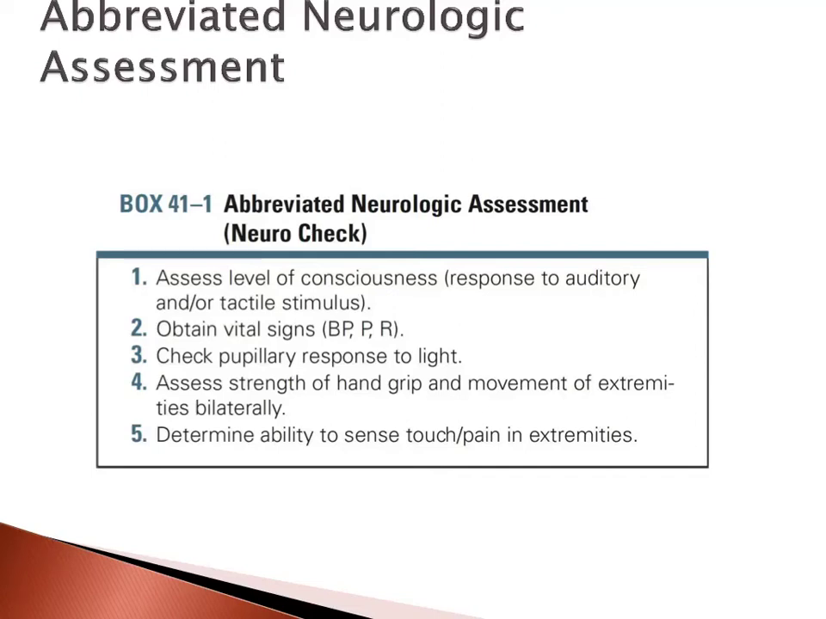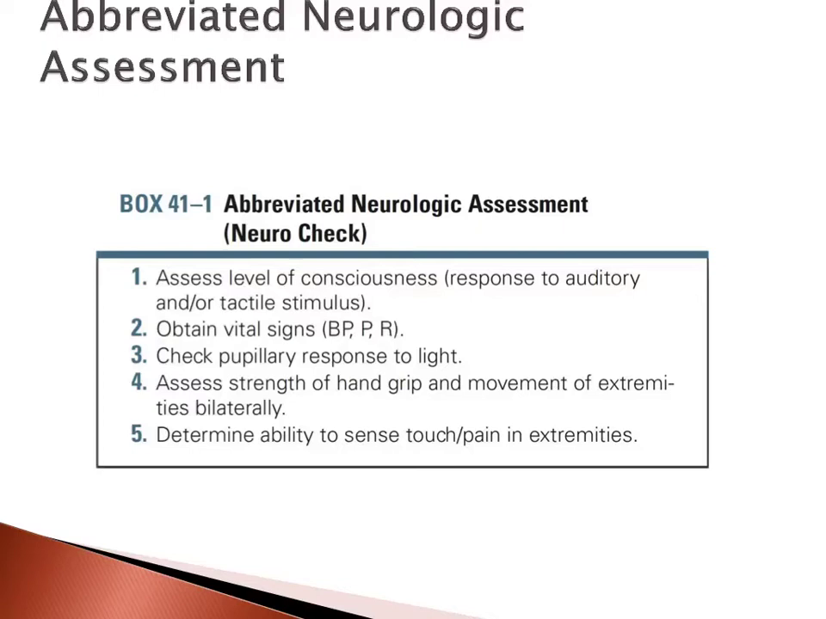This is a box from your textbook that's kind of a quick snapshot of an abbreviated neurological assessment. This is the one that you would do with your daily assessment. You would assess level of consciousness. You want to know if they're alert and oriented times three. Are they alert to person, place, and time?